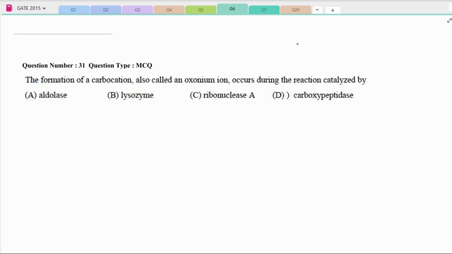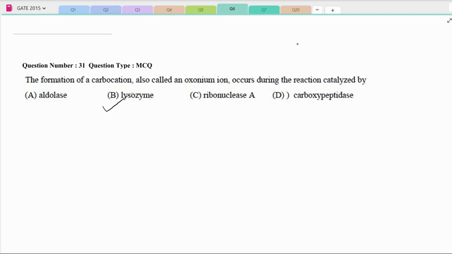The formation of a carbocation, also known as oxonium ion, occurs during the reaction catalyzed by... the correct answer here is lysozyme. If you look at the mechanism of action of lysozyme, which is repeatedly asked in many biology competitive exams, you will know that in the reaction catalyzed by lysozyme, there is a carbocation intermediate step. I request everybody watching this video to have a good look at the mechanism of action of the enzymes.